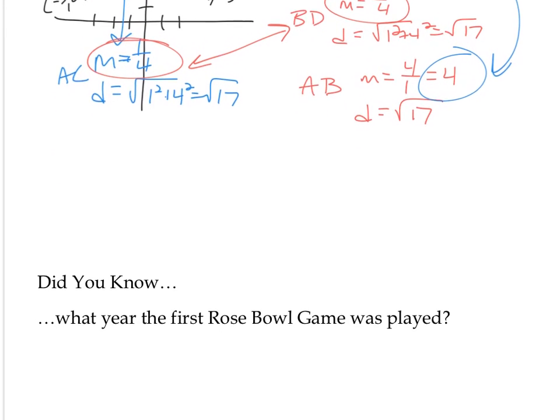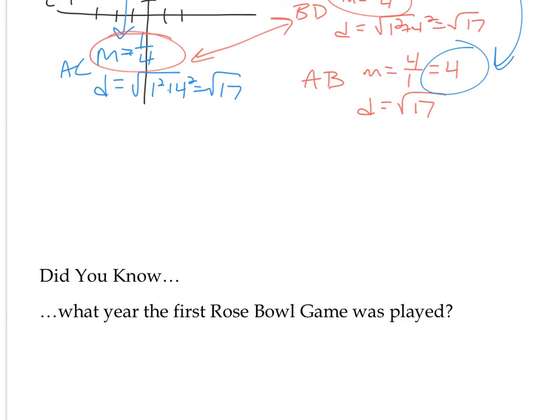All right, let's take a little break here for did you know. What year was the first Rose Bowl game played? Okay, for the answer, here's a picture from back January 1st, 1902, the first tournament East-West football game. That's what it was initially called that first time.